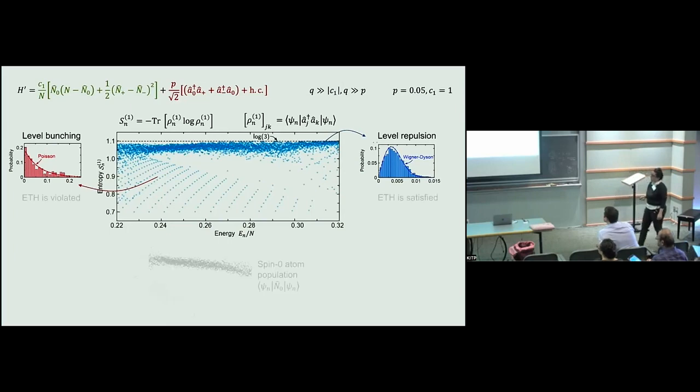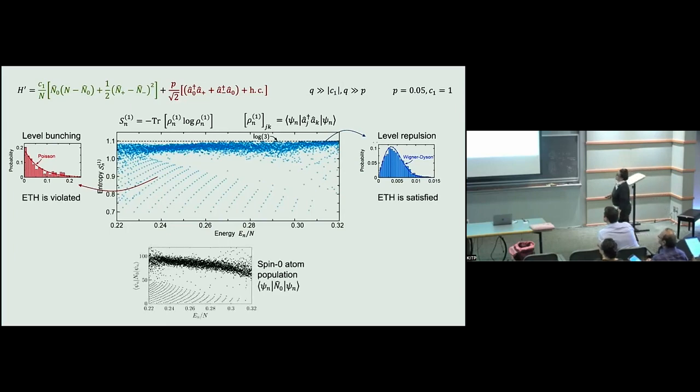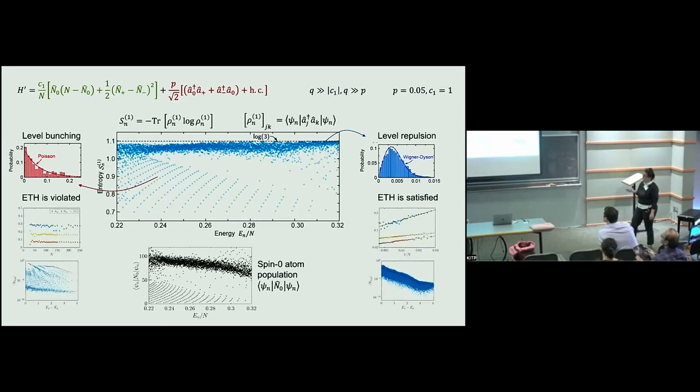and they show level bunching when we do the level statistics. On top of that, when we look at the eigenstate thermalization hypothesis properties, we see that for these high entropy states, ETH is satisfied, both the diagonal and off-diagonal versions. And of course, for ETH, we need to stick with some observable, and we choose the spin zero atom population, which is the one that's used in experiments, okay?